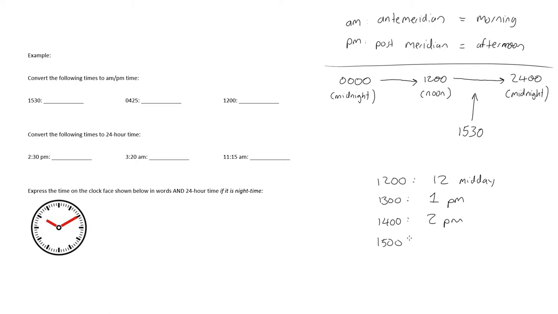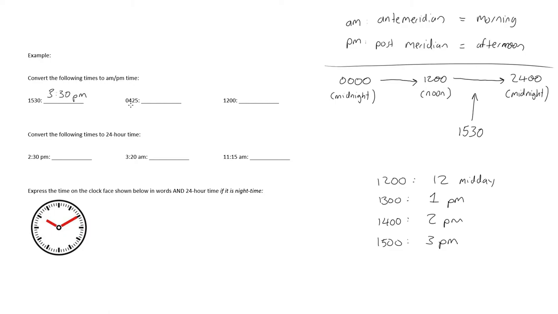1500, so we're going up another 100, is going to be 3 p.m. or 3 o'clock in the afternoon, which is about the time that our bell goes when we finish school. Now our time here is 1530. That 30 is telling me that it is 3:30. So 30 minutes past 3 o'clock is going to be 3:30 p.m.